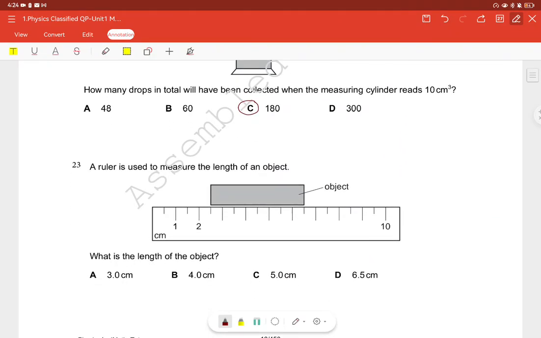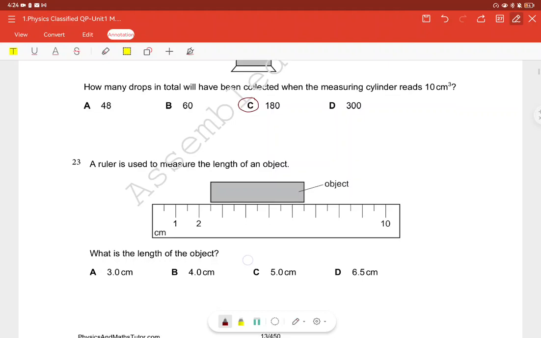Question 23, a ruler is used to measure the length of an object. What is the length of the object? 2.5, that's reading 1. Then 3, 4, 5, 6, 6.5. Reading 1 is 2.5 and reading 2 is 6.5. 6.5 minus 2.5 is equal to 4 centimeter, right?